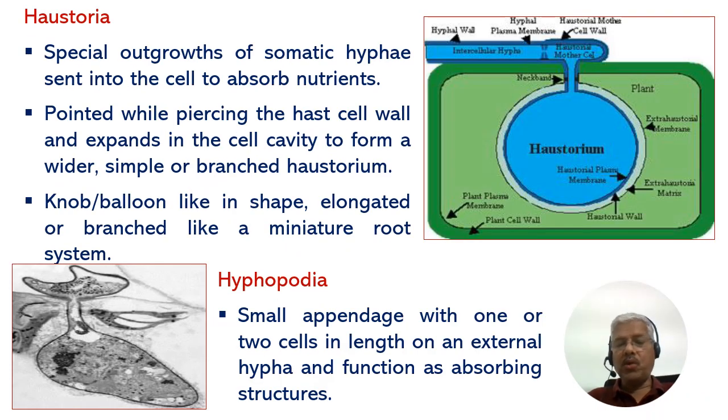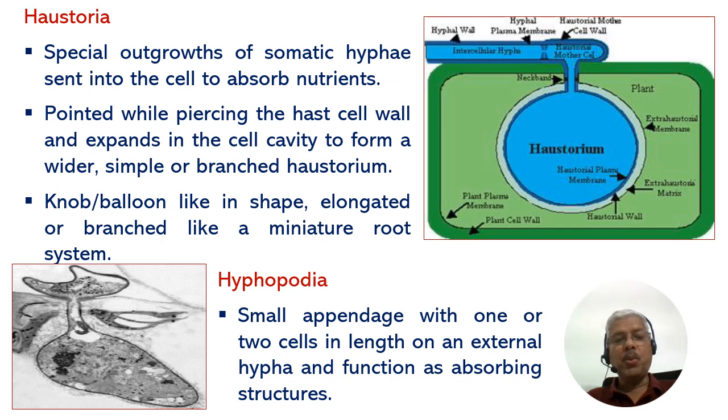Haustoria. Haustoria are special hyphal structures or outgrowths of somatic hyphae sent into the cell to absorb nutrients. The hyphal branch, said to function as a haustorium, becomes extremely thin and pointed. While piercing the host cell wall, it expands in the cell cavity to form a wider, simple or branched haustorium. The haustoria may be knob-like or balloon-like in shape, elongated or branched like a miniature root system.